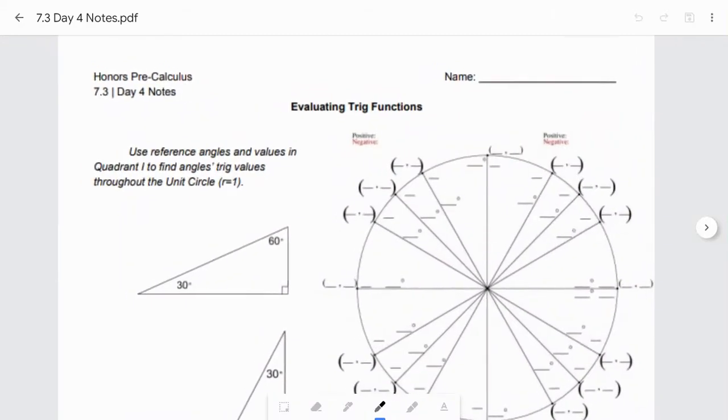Hi everyone, welcome back. Today we are on 7.3 day 4 notes. We're going to be evaluating trig functions.